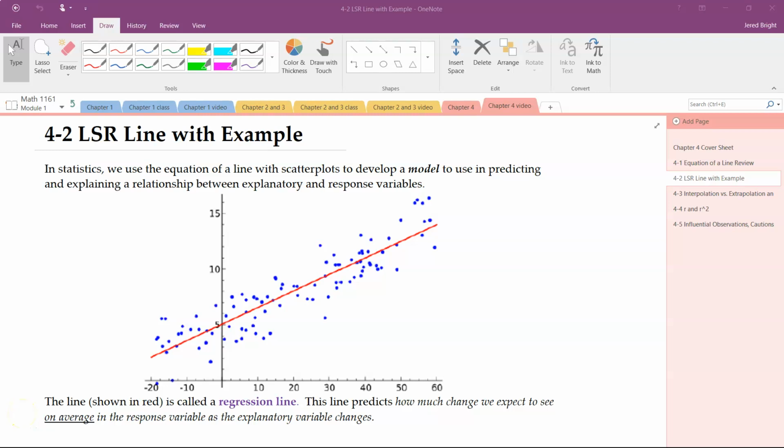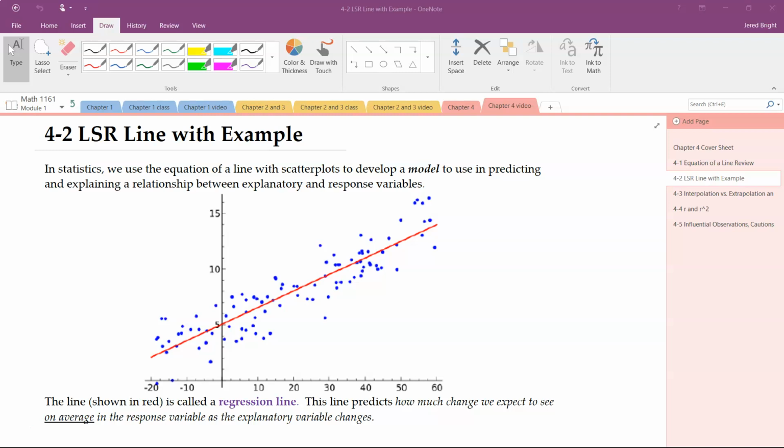Welcome, and now we're going to get into the main topic of Chapter 4, this least squares regression line, LSR. We've already seen scatter plots, right? And we know that we can create a scatter plot to investigate the relationship between two quantitative variables.